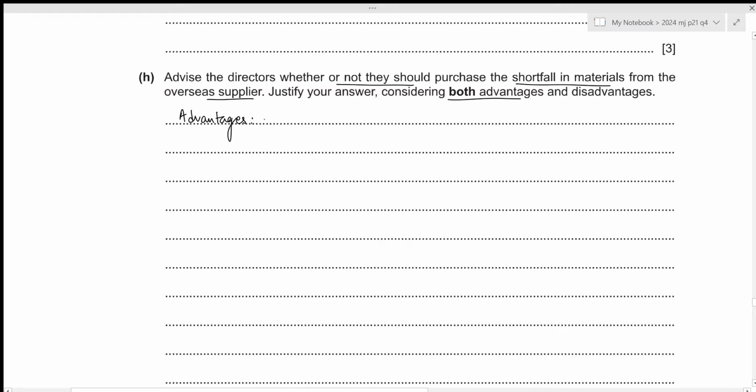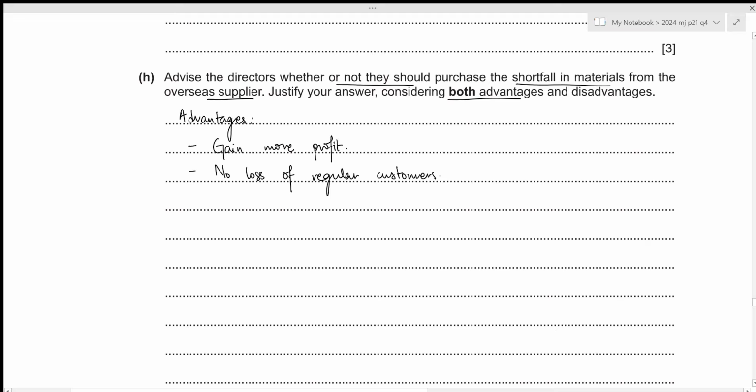The very first advantage is that if we purchase the shortfall in materials from the overseas supplier, we will be gaining more profit. So gain more profit. The second advantage is that if we do not purchase the shortfall in materials, we will only be able to produce 1675 units out of 3200 units. But if we purchase the shortfall in materials from the overseas supplier, we will be able to produce the regular number of units for product B as well. It means that there will be no loss of regular customers. Let's write it down. No loss of regular customers.